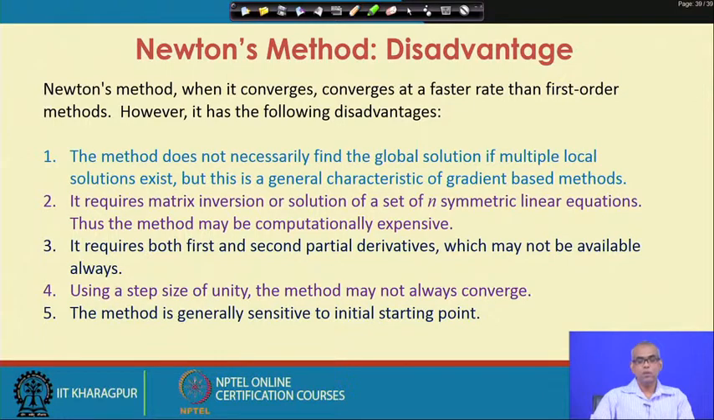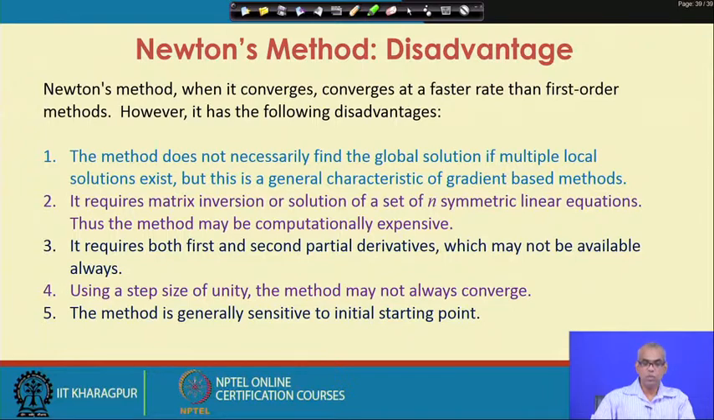Newton's method, when it converges, converges at a faster rate than first order methods. However, it has the following disadvantages. The method does not necessarily find the global solution if multiple local solutions exist, but this is a general characteristic of gradient based methods. It requires matrix inversion or solution of a set of n symmetric linear equations, thus the method may be computationally expensive. The method requires both first and second partial derivatives, which may not be available always.